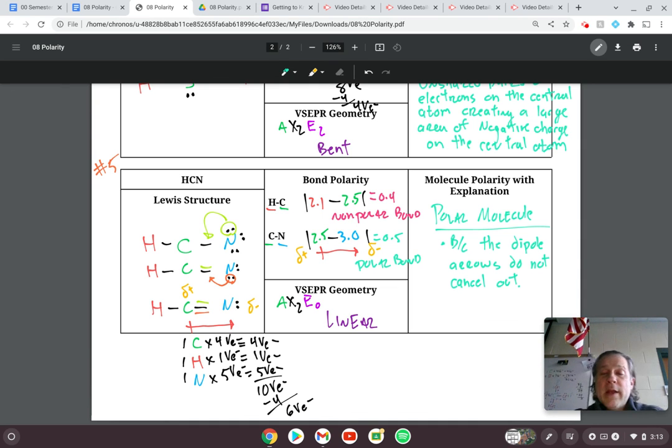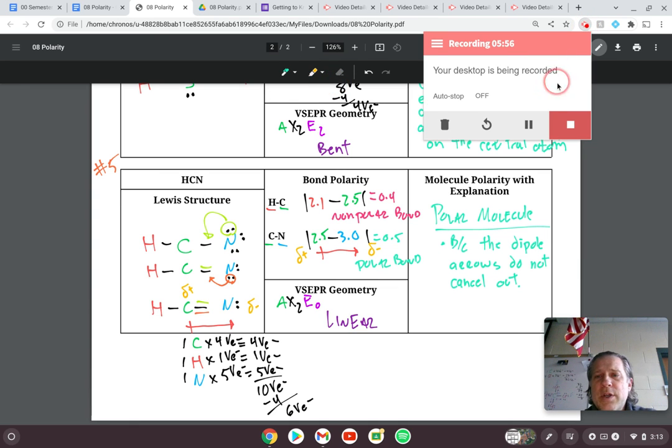And so there you have it. That's the solution for problem number 5 of worksheet 8 from unit 7. If you have any questions on this problem or any of the other problems on this worksheet, please let me know.